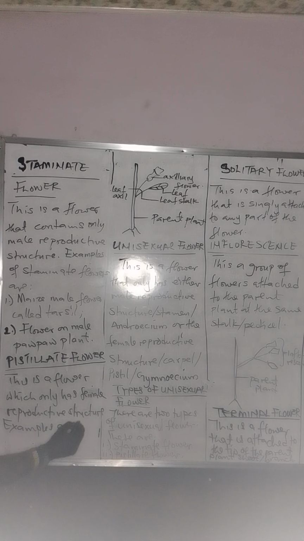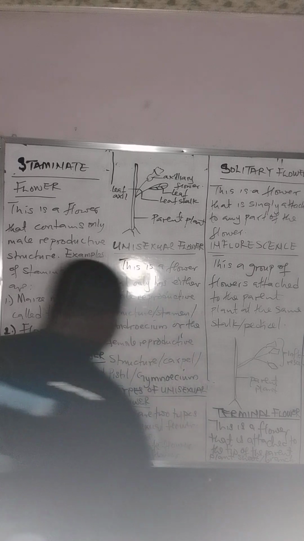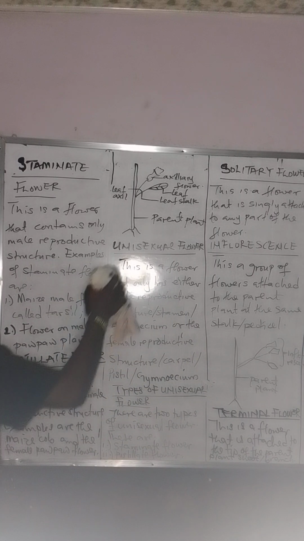Examples are the maize cob and the female pawpaw flower. The maize cob, you see, after you have eaten your maize, the corn, what you throw away is the female flower. So that is that. Then we have the female pawpaw flowers that produce pawpaw fruit.